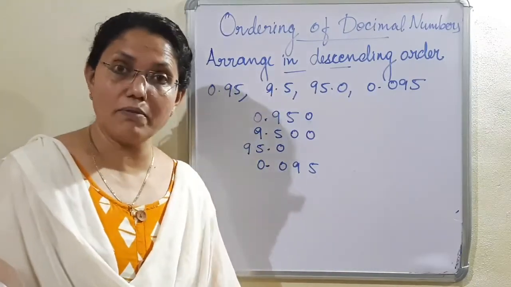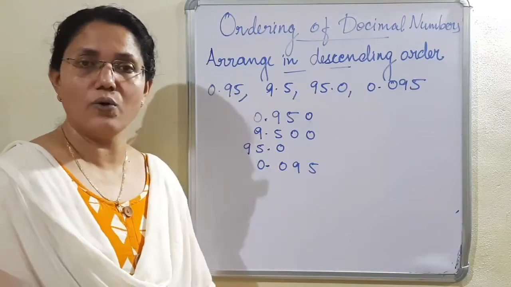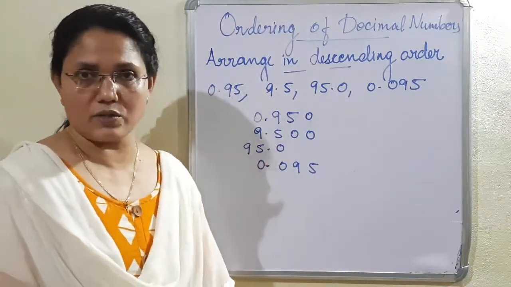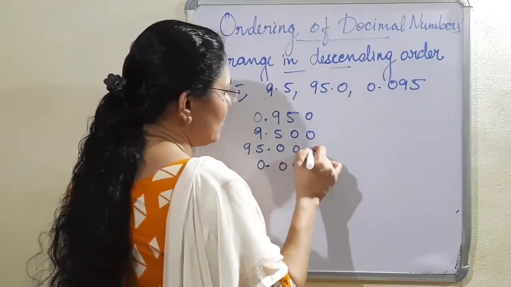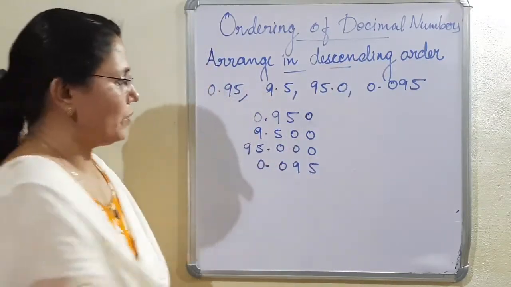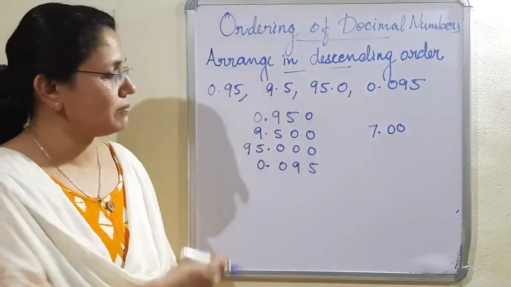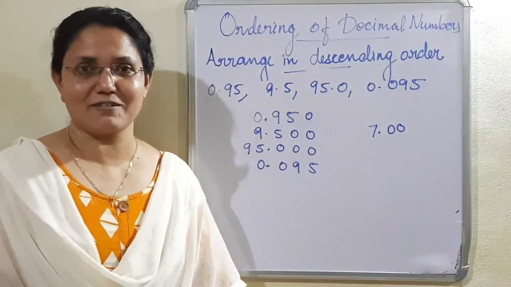If it is a whole number, you have to make it a decimal. How? By putting a decimal point and putting the required number of zeros. If only 7 is there, put a decimal point and put 2 more zeros. This is the method for making it a decimal number.